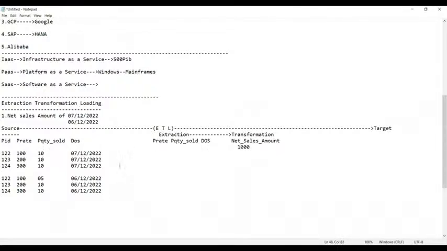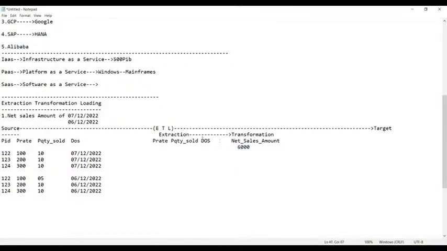Now, next one. 200 into 10 means what? 200 into 10, how much is it? 2,000. Am I right, guys, everyone? Very good. Now 300 into 10 means what? 3,000. Now tell me, sum it: 1,000 plus 2,000 plus 3,000. What's the total amount? Very good. So now we have a total of 6,000. Now, guys, we can say it like this: 6,000 is the total amount.